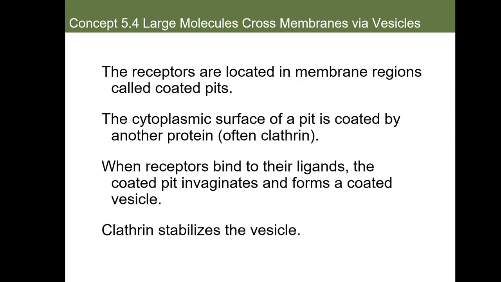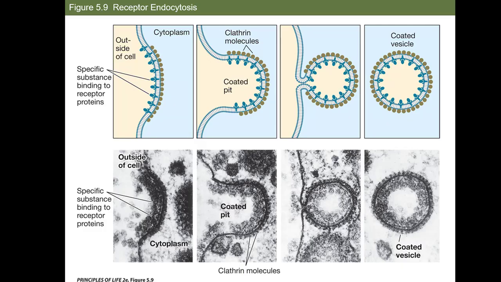So the receptors are located in membrane regions called coated pits. The cytoplasmic surface of a pit is coated by another protein, often clathrin. When receptors bind to their ligands, the coated pit invaginates and forms a coated vesicle. Clathrin stabilizes the vesicle. So that's what I just drew on the last slide.